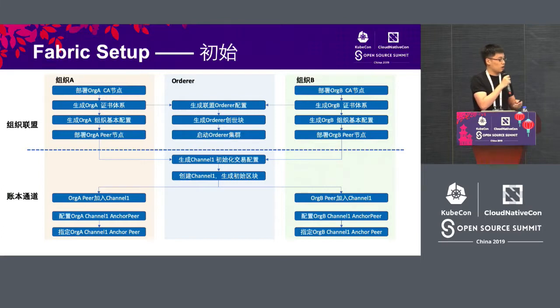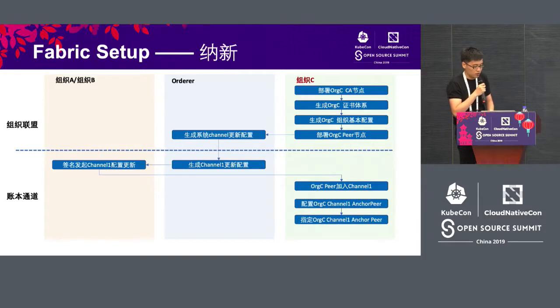And then second step is building a ledger channel. Both organizations also need to provide their MSP and their description document, and then the peer will issue a transaction, and then the channel will be generated, and organization A and organization B can proactively get the genesis block and create their anchor peer.